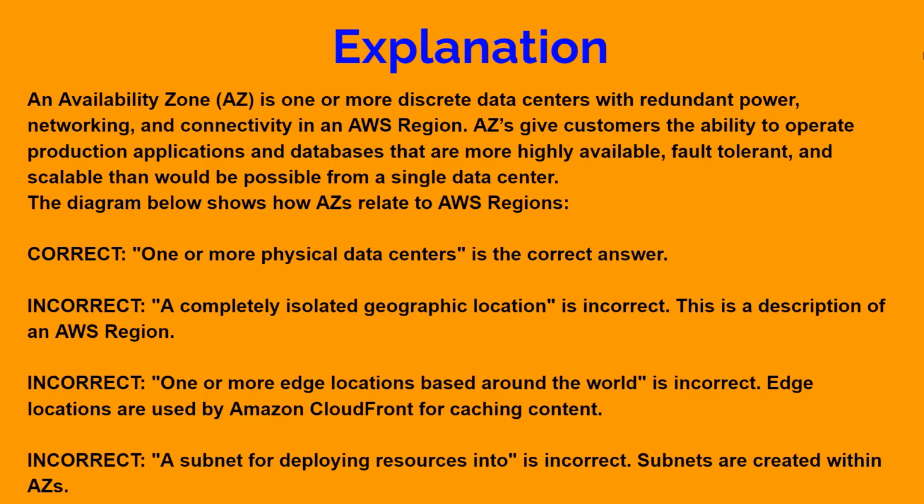Incorrect. A completely isolated geographic location is incorrect. This is a description of an AWS region. Incorrect. One or more edge locations based around the world is incorrect. Edge locations are used by Amazon CloudFront for caching content. Incorrect. A subnet for deploying resources into is incorrect. Subnets are created within AZs.